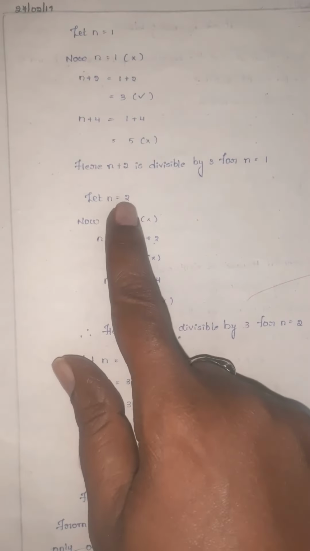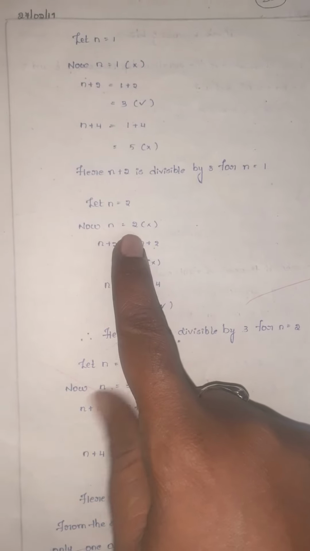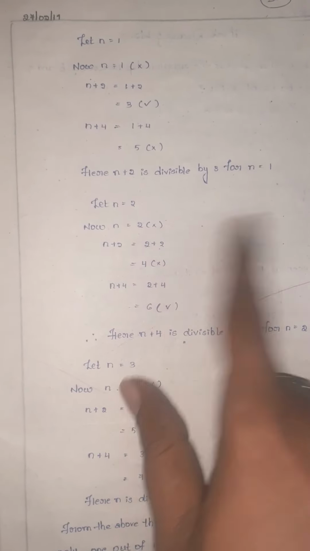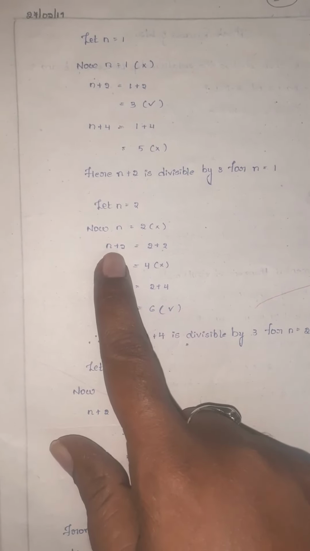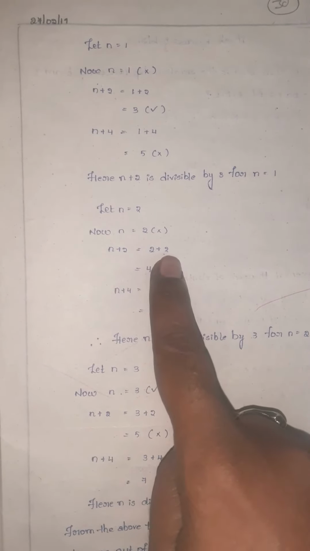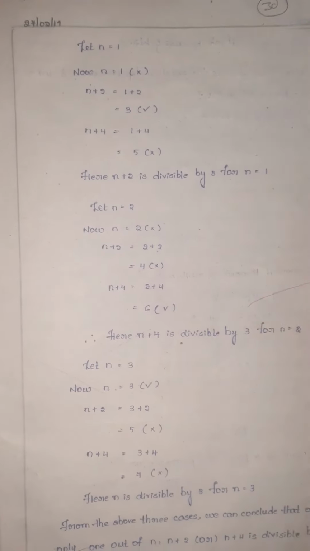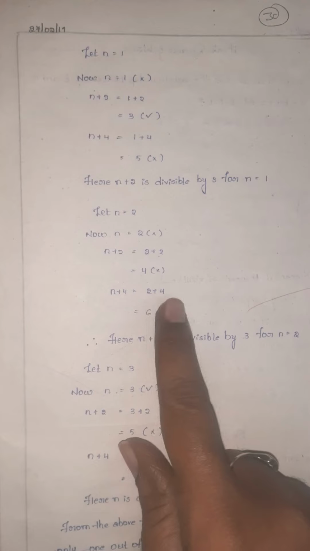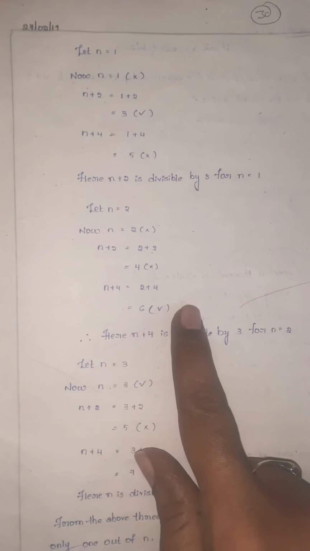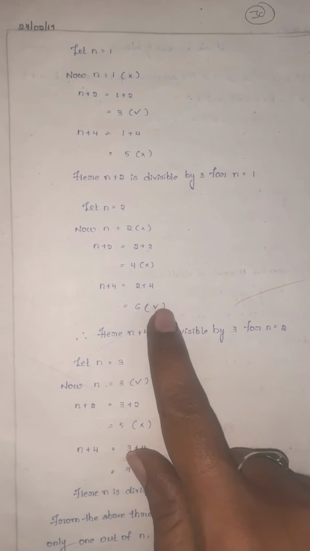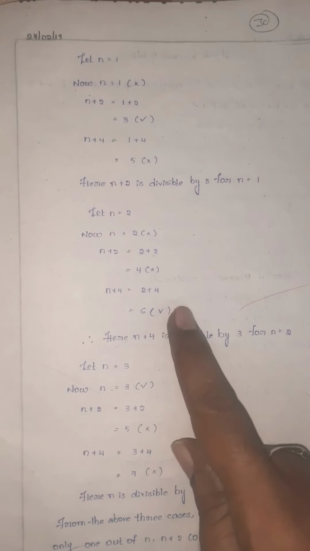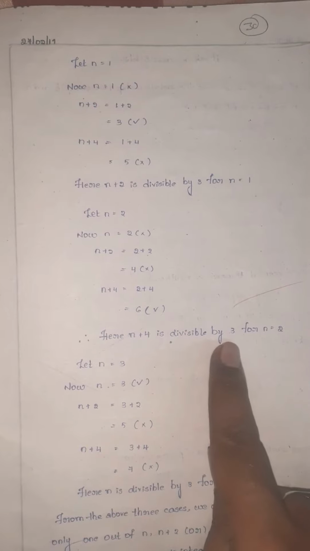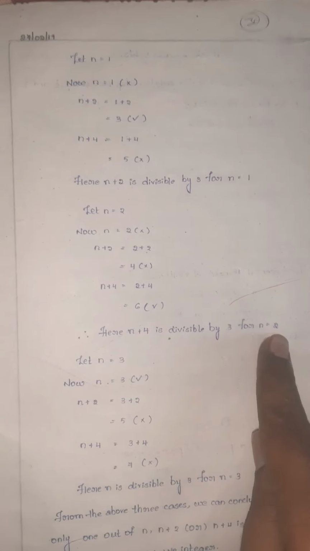So let us assume n is equal to 2. If you are taking n is equal to 2, first condition is failed. Why? Because 2 is not divisible by 3. Next condition is n plus 2. Means how much? 2 plus 2 how much? 4. So 4 is also not divisible by 3. Next n plus 4. So 2 plus 4 how much? 6. So 6 is in the 3 table, 3 twos are 6. So it is divisible by 3. So here n plus 4 is divisible by 3 for n is equal to 2.